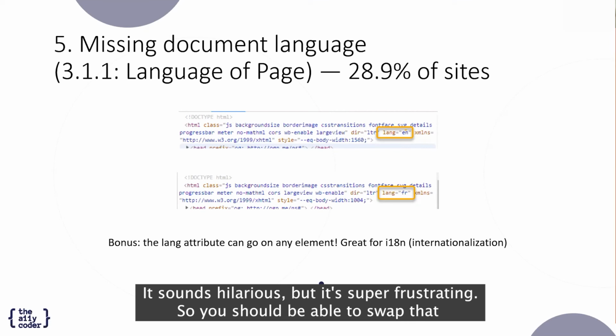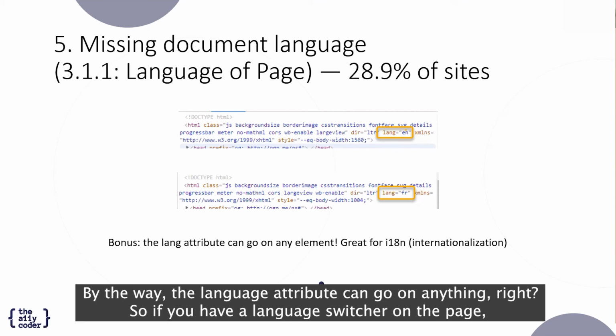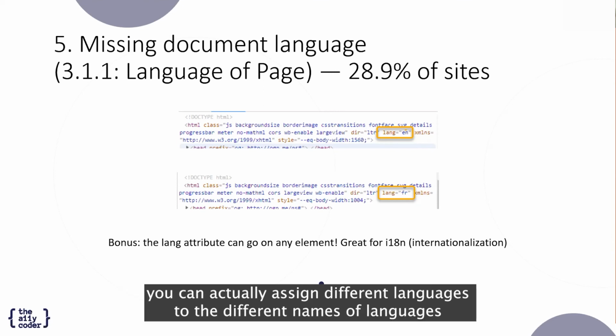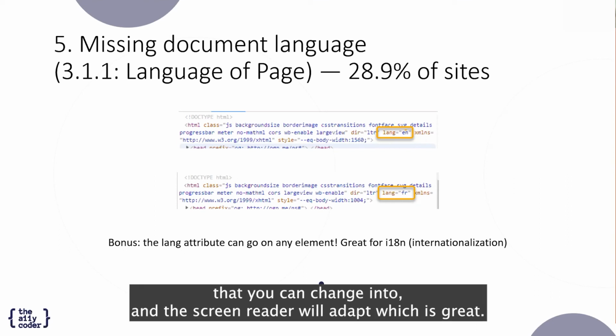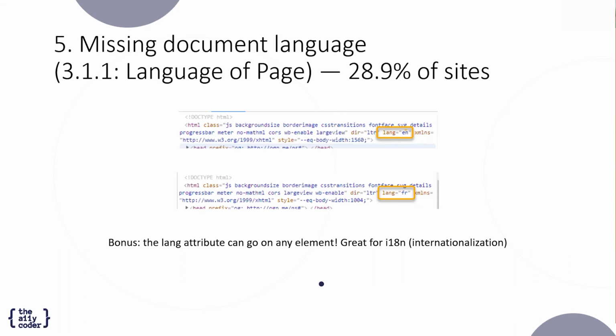So you should be able to swap that. And by the way, the language attribute can go on anything, right? So if you have a language switcher on the page, you can actually assign different languages to the different names of language that you can change into. And the screen reader will adapt, which is great.